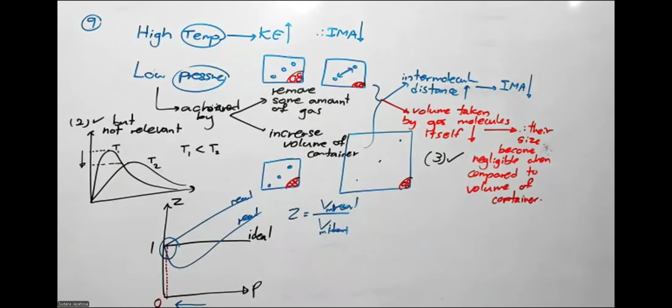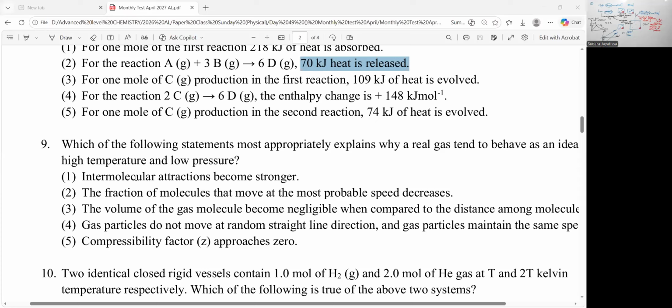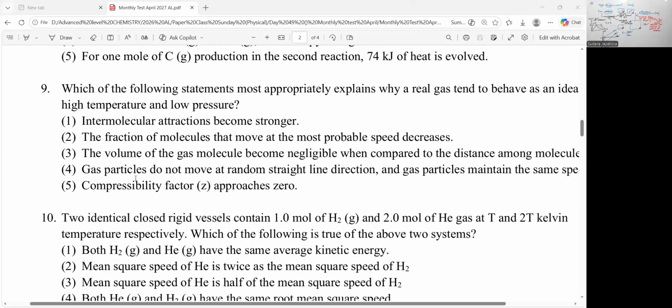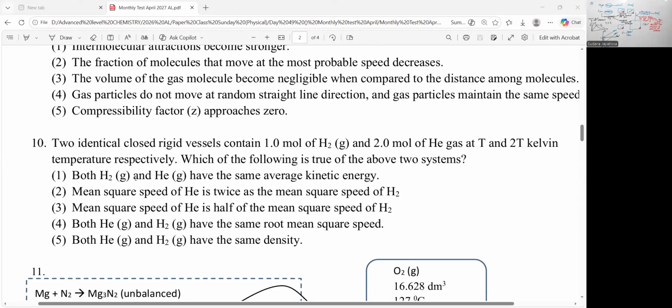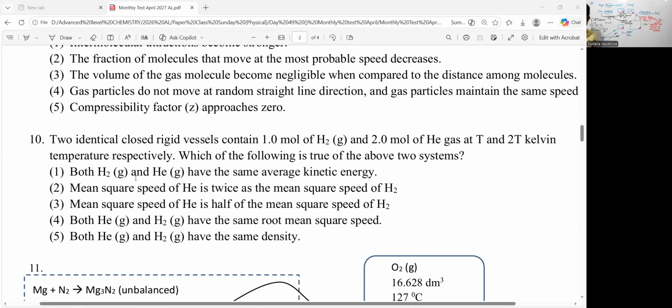Okay, so that's why each statement is wrong and why the third statement is correct. Hope you understand that one properly. And the next question is also from gases. It's a small calculation-related question, I'll explain that. Two identical closed rigid vessels contain 1 mole of H2 and 2 moles of helium at T temperature and 2T Kelvin temperature respectively. So they are at 2 different temperatures. Which of the following is true about the two systems?